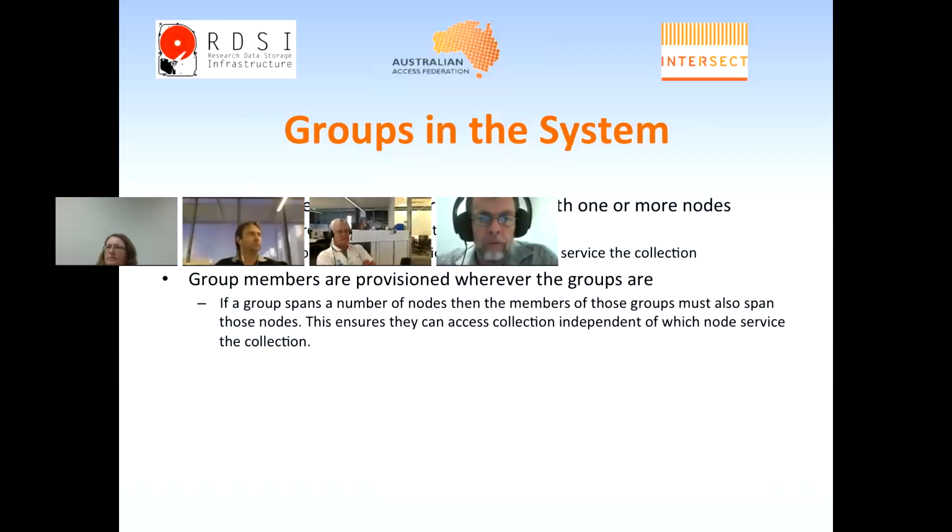If a group spans a number of nodes, that service or collection is being serviced by a number of nodes, then the groups will push down into those nodes' domains, and the users of those groups will also be pushed down into those nodes or domains. So this will ensure that access to collections will work independent of which node services the collection. So if there's multiple nodes servicing a collection, all of the users who are in groups entitled to use that collection will appear in those nodes to be able to access that collection.